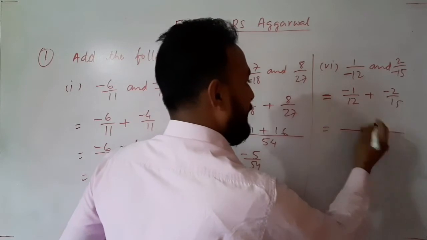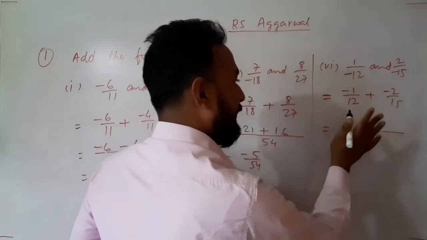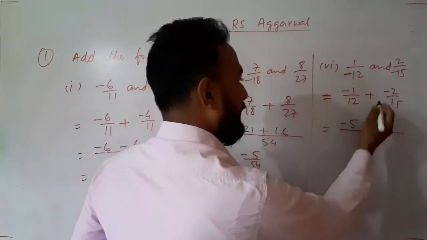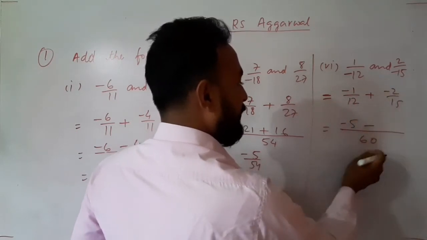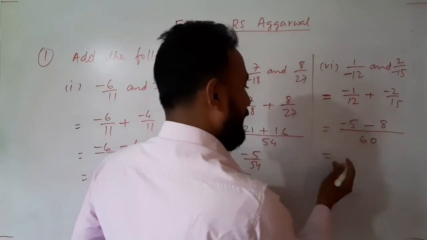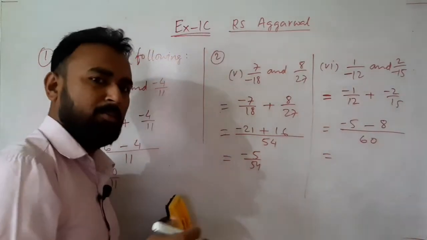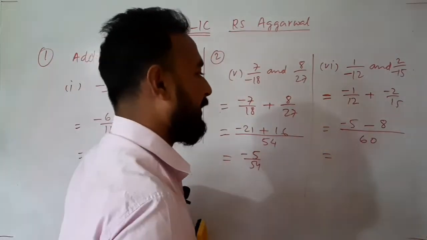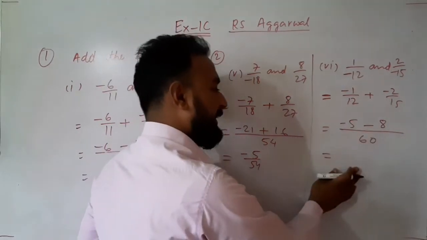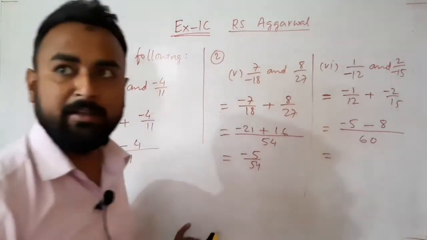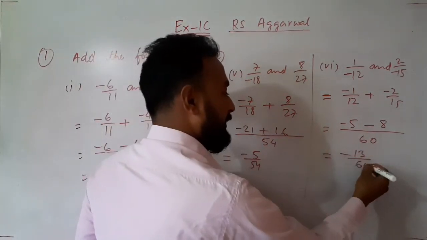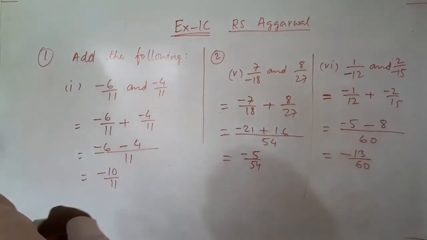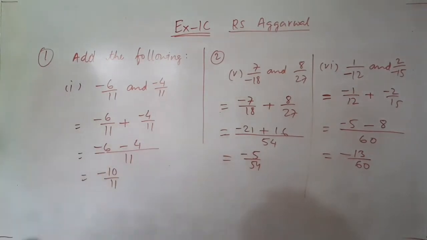60 is your LCM, and 12 5s are 60, 5 1s are 5, put here a minus sign, and here plus into minus, minus, 15 4s are 60, and 4 2s are 8. So whenever you have two or more numbers in minus sign, then you have to add. So minus 5 and minus 8 is minus 13, minus 13 by 60 is your required answer. So this is the solution of question number 1, 2, 5 and 6.